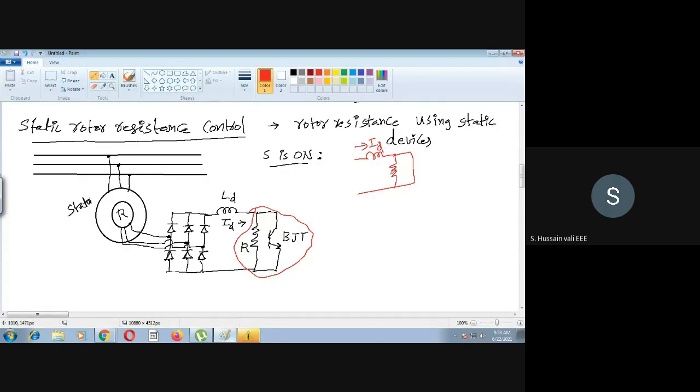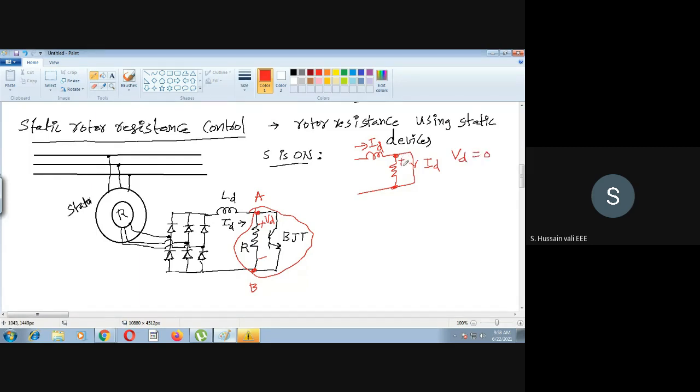So then what do you find now? The current ID will entirely flow through the short, because you turned on the switch here. Let me take this point as A, this point as B, and the voltage across this I will take as VD. Then what is VD in this case, as it is a short circuit? VD is equal to 0.